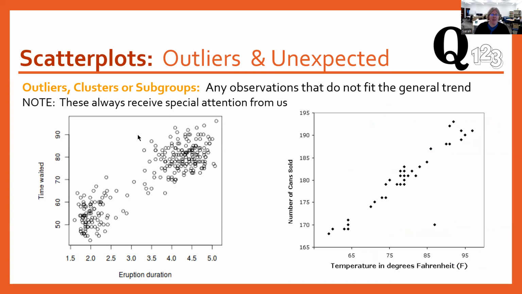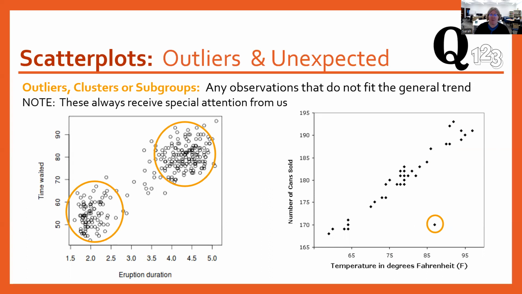So this is the Old Faithful geyser that we looked at earlier, and there's kind of two groups on here. And so I would say that there were two clusters on this one, which would be kind of an interesting thing to note. And then the next graph is the temperature in degrees Fahrenheit, and then how many cans of soda were sold. And so there's one clear outlier here, down here around 86 degrees and about 170 cans. So that gives us the four things we talk about.